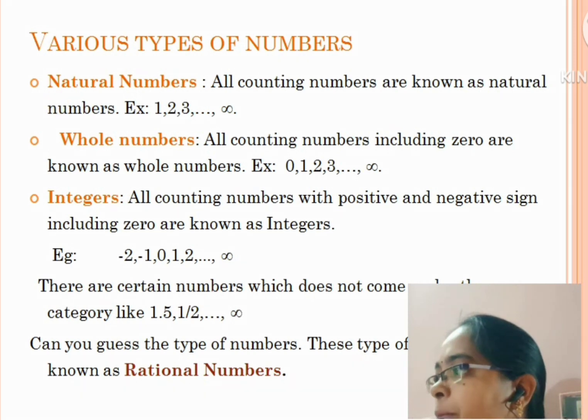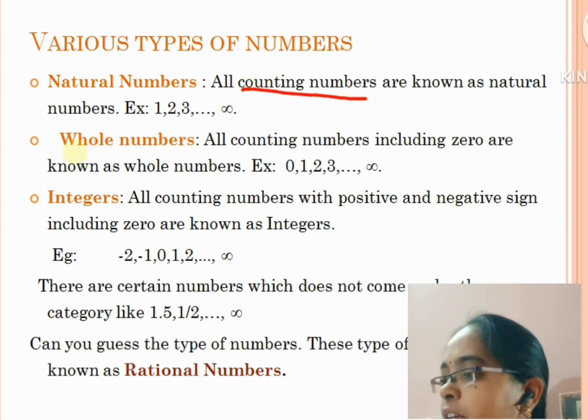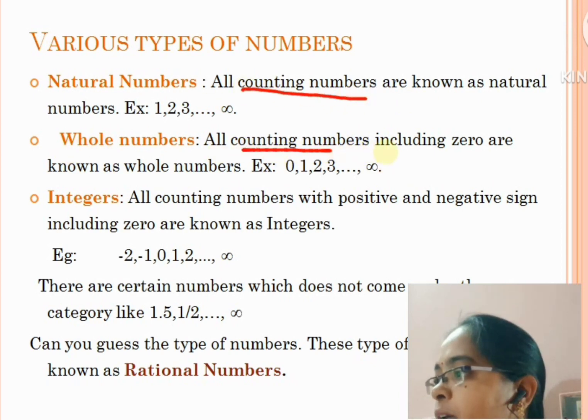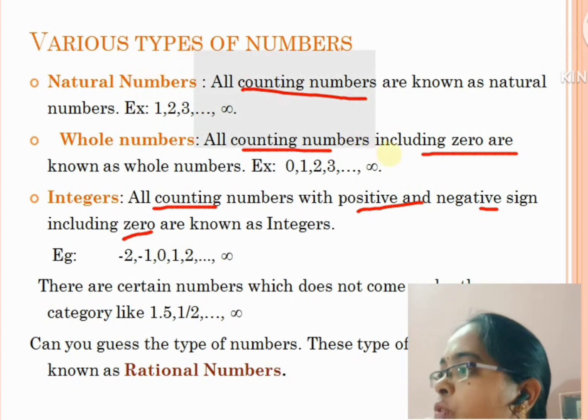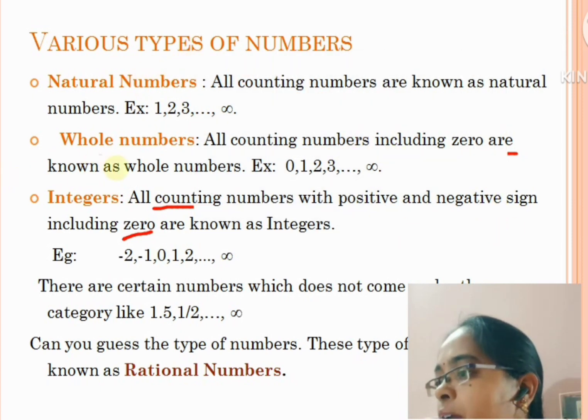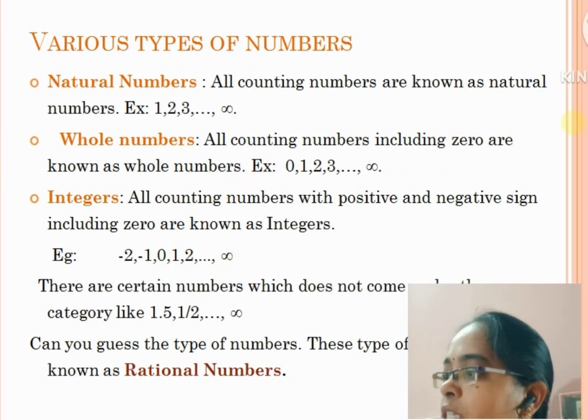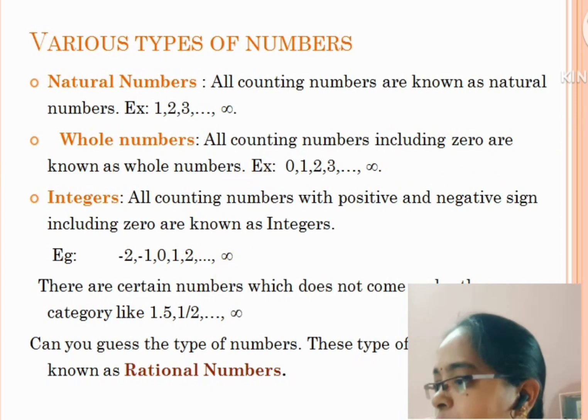Natural numbers are nothing but all the counting numbers, and then whole numbers. Counting numbers including zero are called whole numbers, and then integers. All counting numbers with a positive and a negative sign along with zero are called integers. And we may get some doubt: apart from these, are there any other numbers? Yes, apart from these there are different types of numbers.